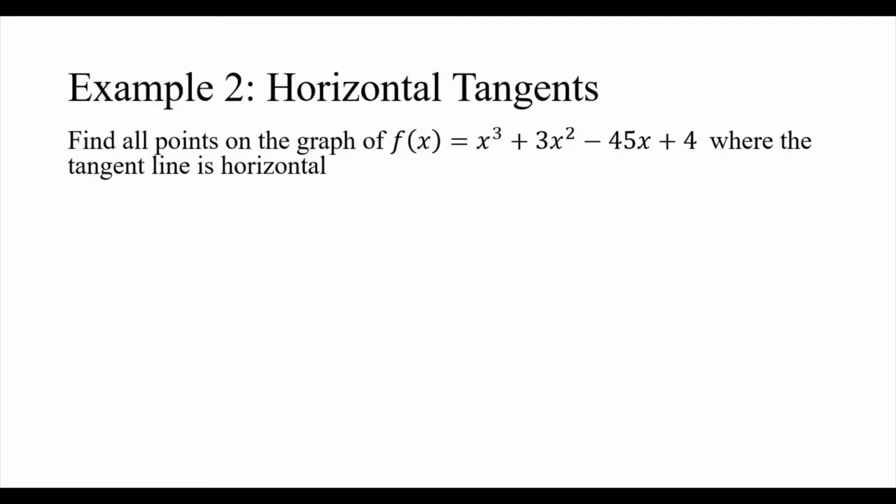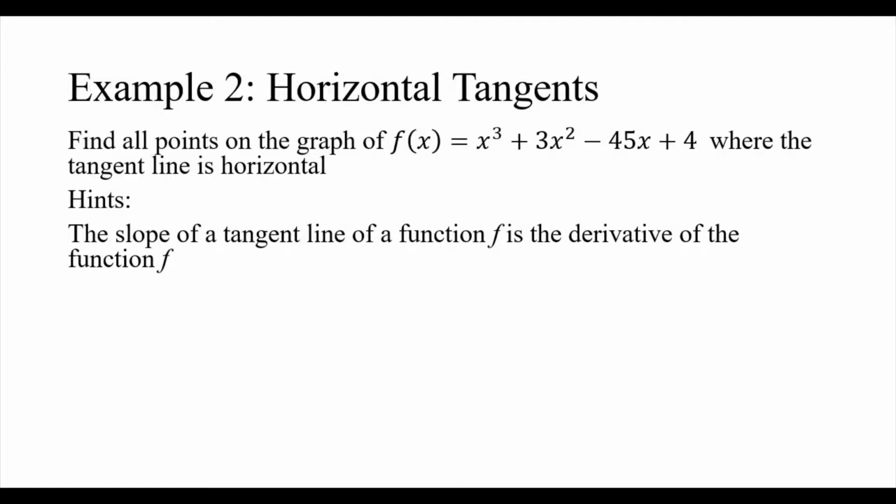Let's look at the second example. We're going to discuss an application of derivatives, which is finding horizontal tangents. Find all of the points on the graph of f of x equals x cubed plus 3x squared minus 45x plus 4 where the tangent line is horizontal.